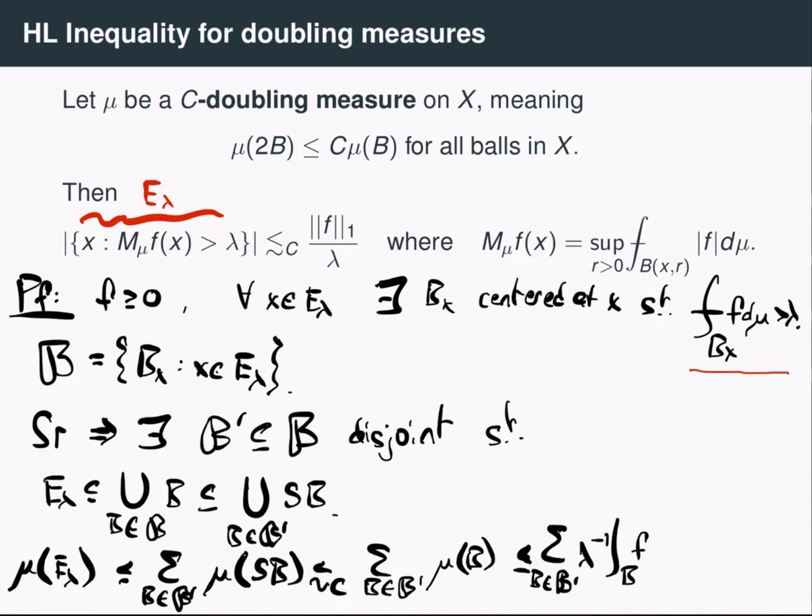And now because the balls in this collection are disjoint, this is at most the integral over the union of all the balls. However, the union is just at most the whole metric space. And now I have the Hardy-Littlewood maximal inequality, that the measure of this set is at most lambda to the minus 1 times the L1 norm of f.